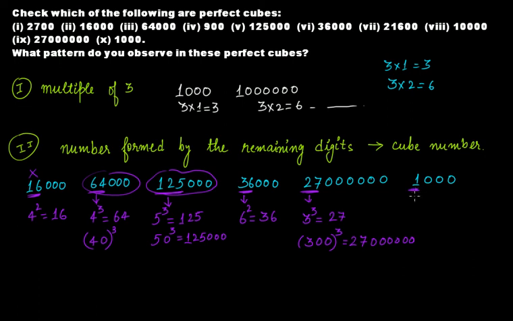Here we have 1. Yes, 1 is a cube number. That is 1 cubed is equal to 1. And this is a perfect cube of 10. 10 cubed is equal to 1000. That is cube of 1, and then we have 1, 0. So 3 times 1 is 3, we have 3 zeros here. So this is the way to find the answer, and this is the pattern that we observe here. The answer to the next part of this question is actually this one, and which numbers are perfect cubes are here.